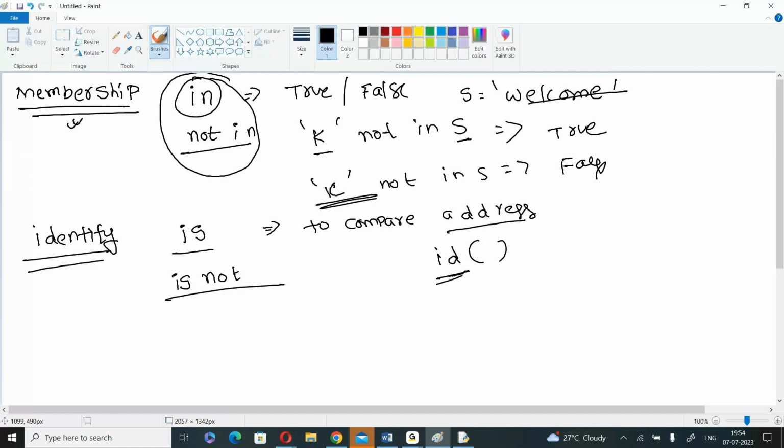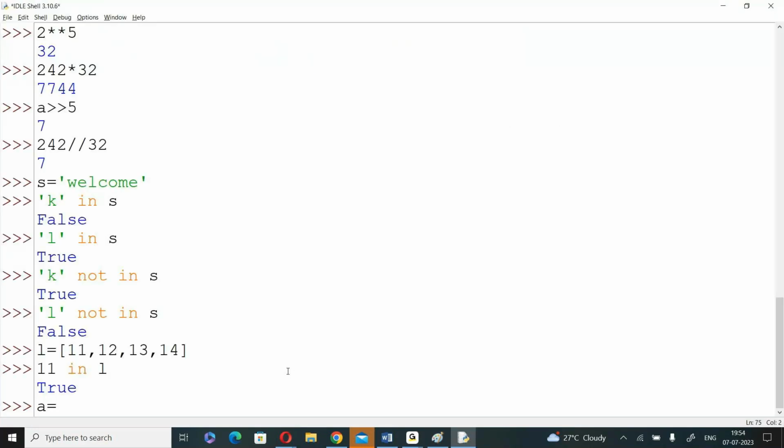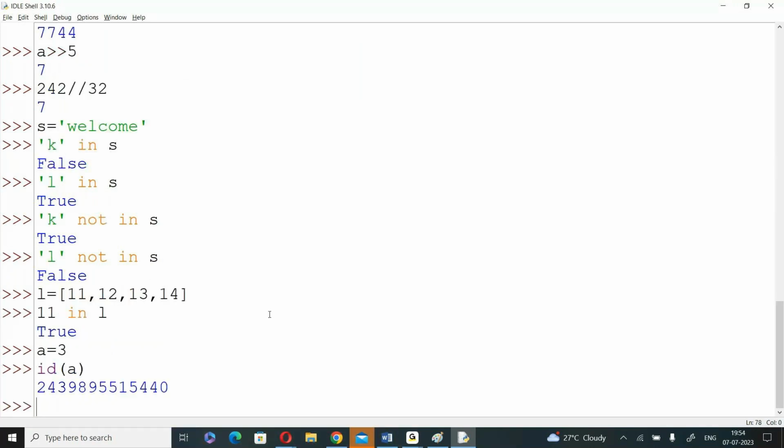id of, this is a function which is used to get the address. That means in which memory location your variable is stored. To get the address, we are using id. Now take one example. A is equal to 3. id of A. See this one? In your system, at this memory location, this is the address. You have some house number, exactly. In my system, in this memory location, my variable A with a value 3 is stored. In your system, the address is changed. The address depends upon the system.